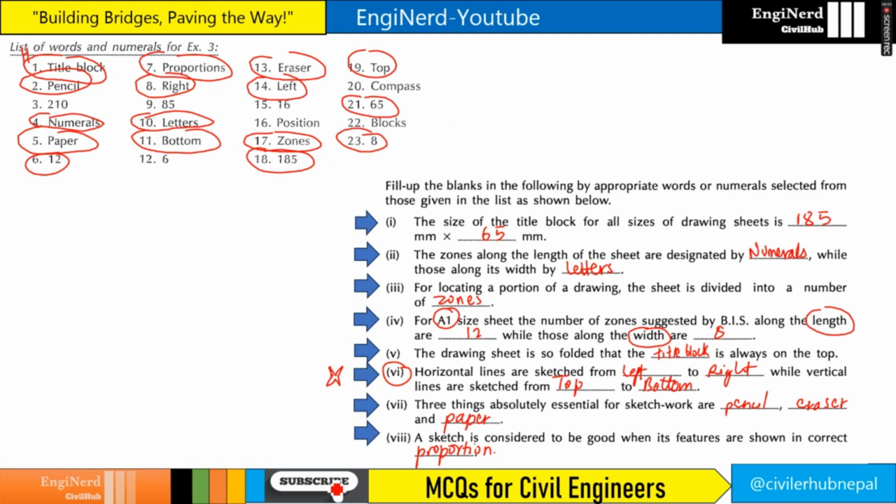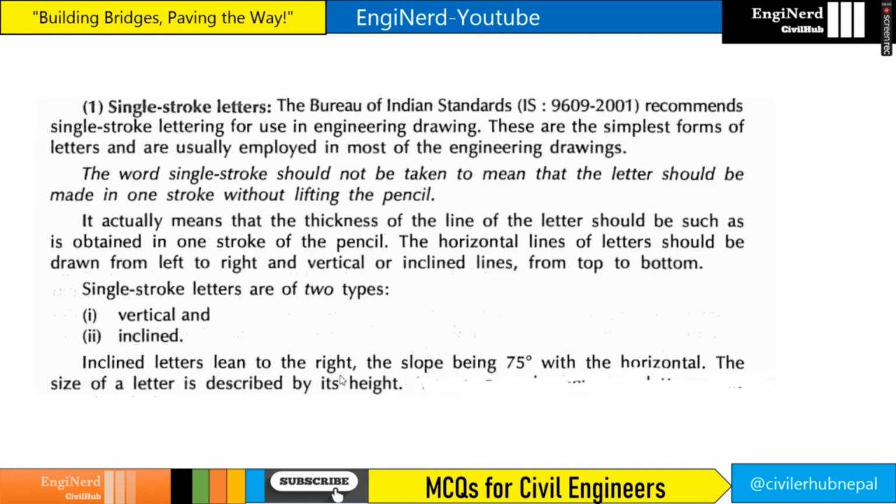Okay, we have done this question, and you can also see this important question. Horizontal lines are drawn from left to right and vertical lines are drawn from top to bottom as well, right? So let's dive further into this particular topic. And the same writer also says that he has written for the letters as well, horizontal lines of the letters should be drawn from left to right and the vertical or inclined lines are drawn from top to bottom.